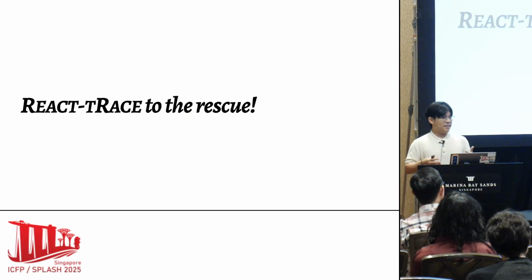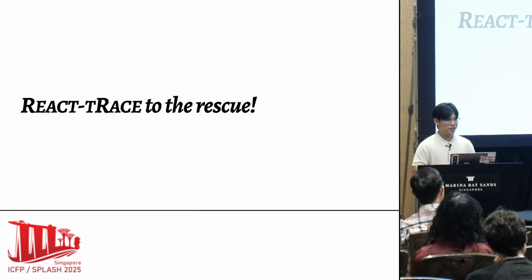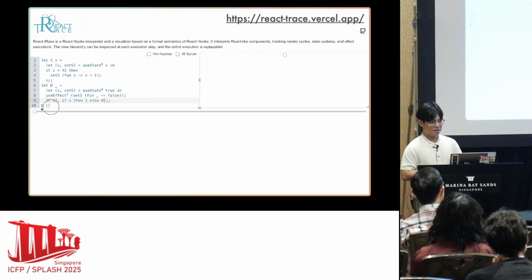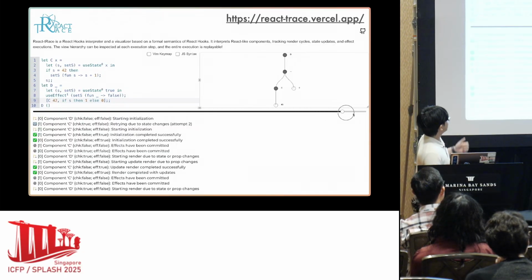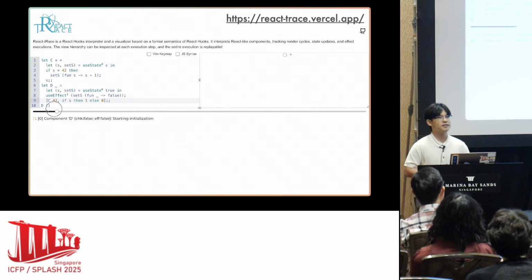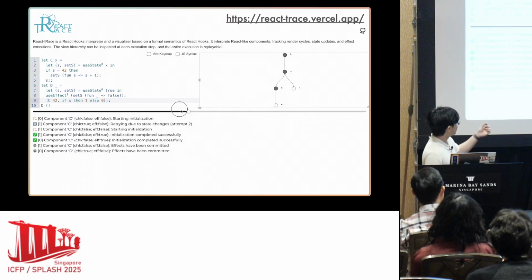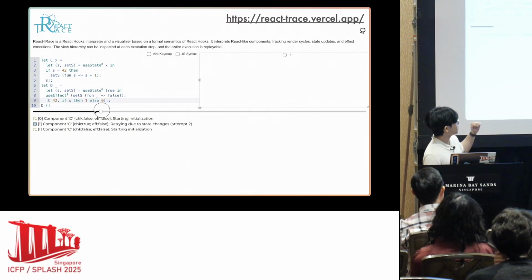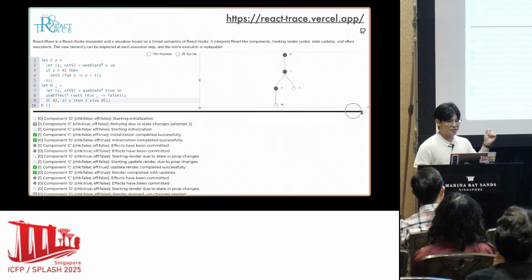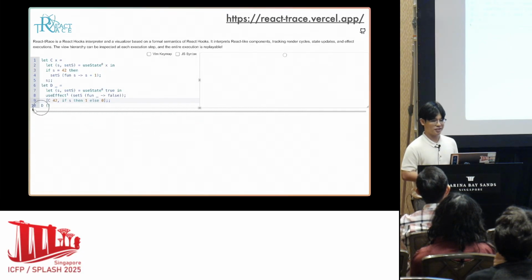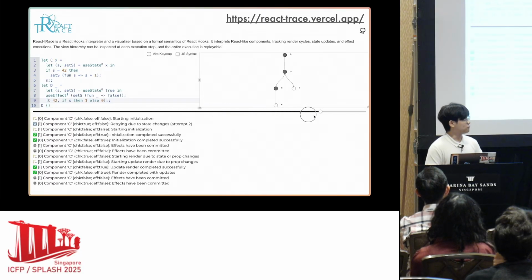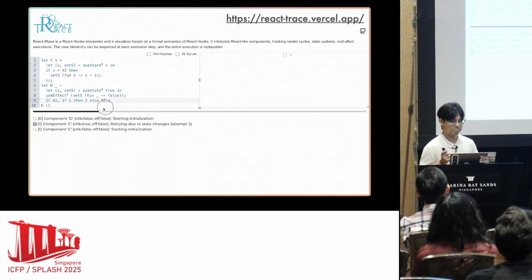So to explain and precisely understand these issues, we need to be able to reason about the render semantics of hooks. So we present React-Trace, a semantics that clarifies the behavior of React hooks. So seeing is believing, so here's a React-Trace interpreter and a visualizer we built based on the formal operational semantics. So our visualizer lets users inspect how their program renders step by step, alongside the visualization of the view hierarchy. And you can use the slider to replay the entire execution. And our tool is available online at react-trace.vercel.app.